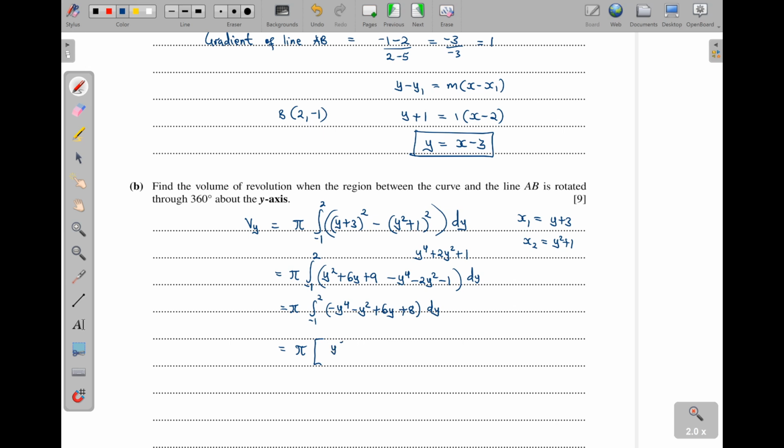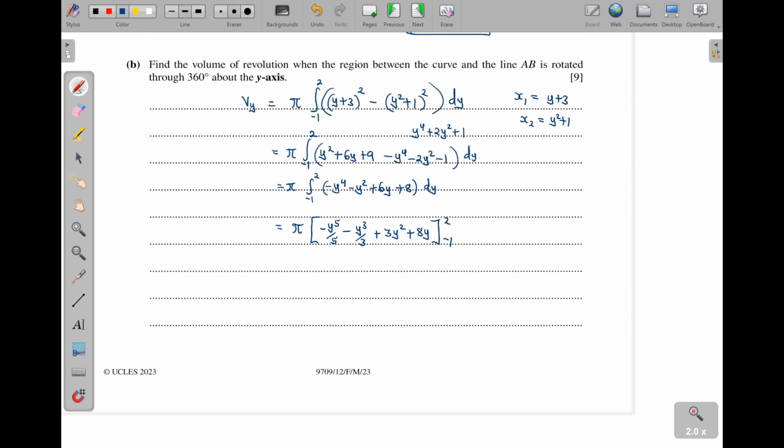Now, when we integrate this one here, you remove the integral sign. You increase the power by 1, you divide by the new power, then minus y cubed over 3, then plus 6y squared over 2, that will be 3y squared, then plus 8y. Then now we can put the limits 2 and then -1. So when we put the limits, we shall have, of course, pi here. Now put 2 power 5, that is 32. And then 2 power 3, that is 8. And then 2 power 2, that is a 4 times 3, that will be 12. Then plus a 16 here.